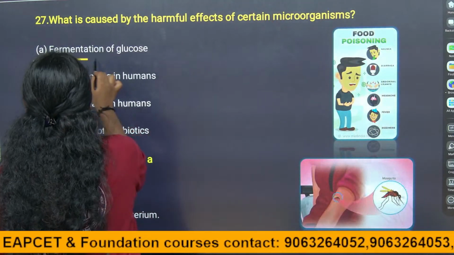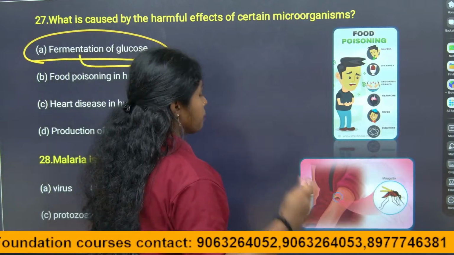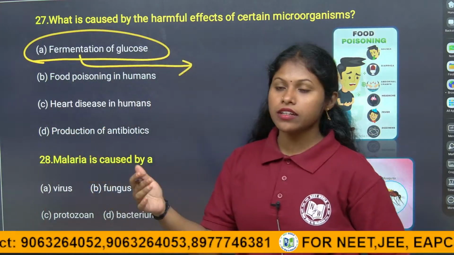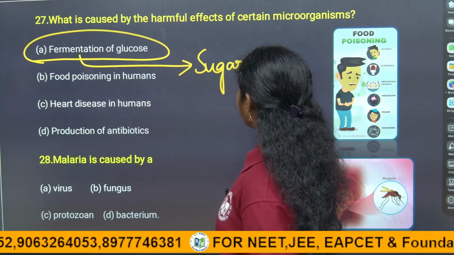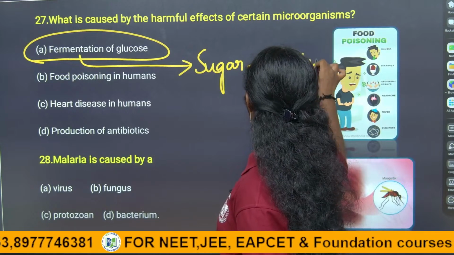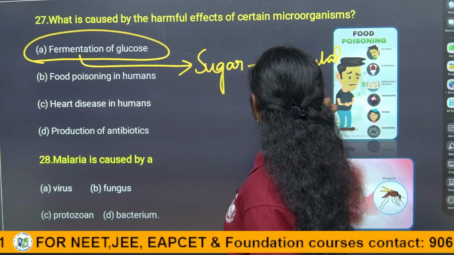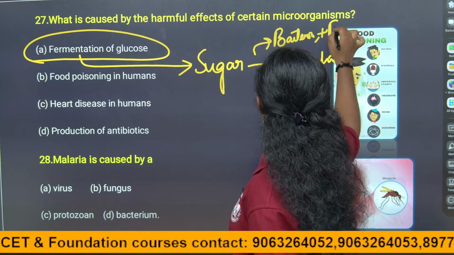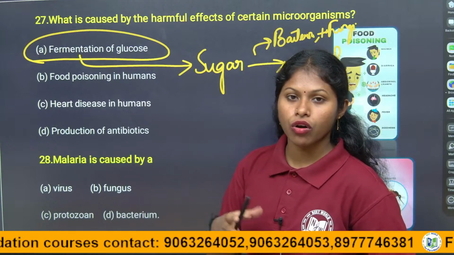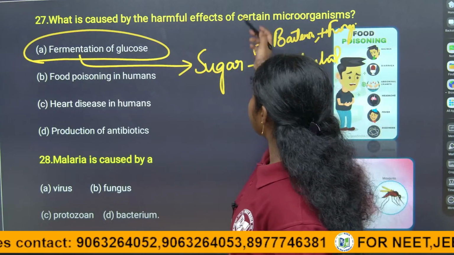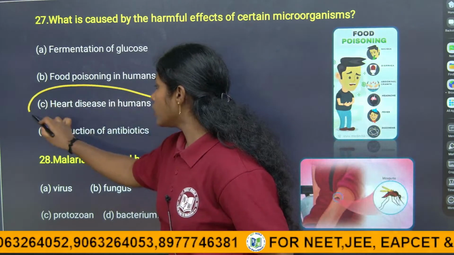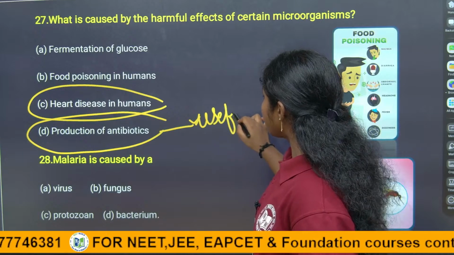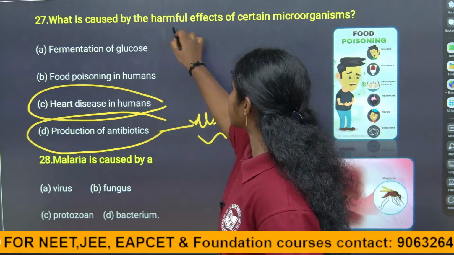Fermentation. Here, that does not show any involvement of fermentation. What is meant by fermentation, children? They break down the sugar into alcohol with the release of carbon dioxide. It occurs through bacteria and mostly fungi. The breakdown of sugars into alcohol, that is nothing but fermentation. So here, what is the cause? Heart disease in humans? No. Production of antibiotics, of course it involves microorganisms, but it is a useful thing for us, and they are asking the harmful effects. So the answer is food poisoning.